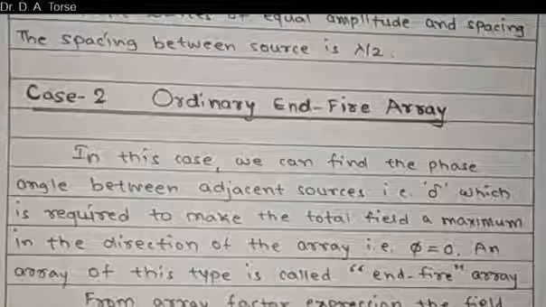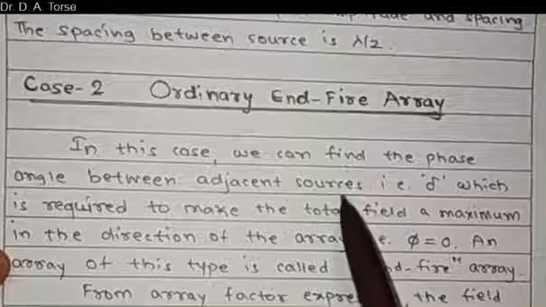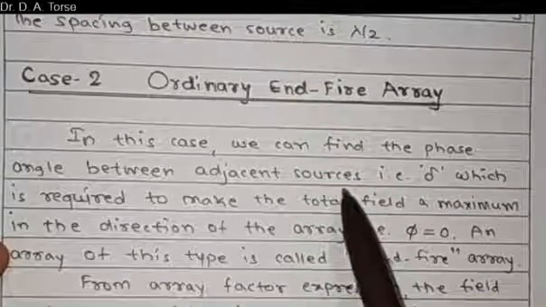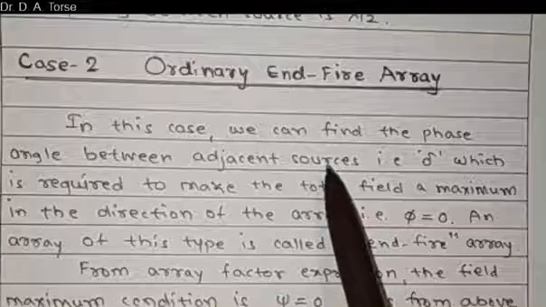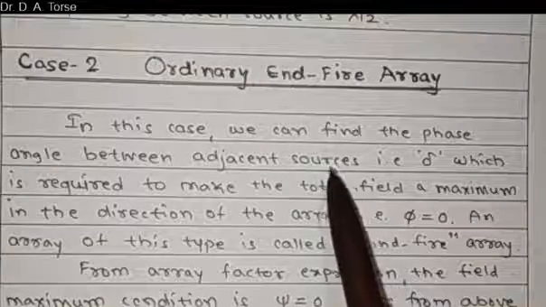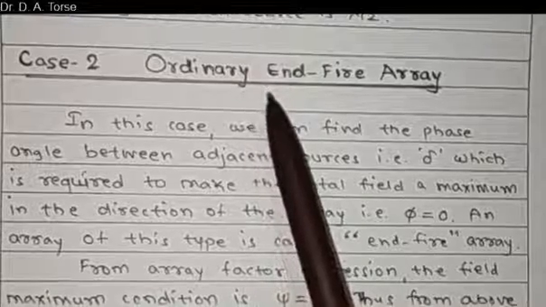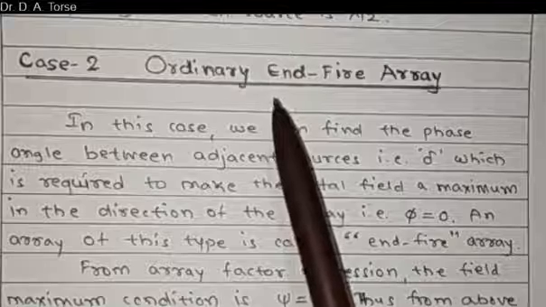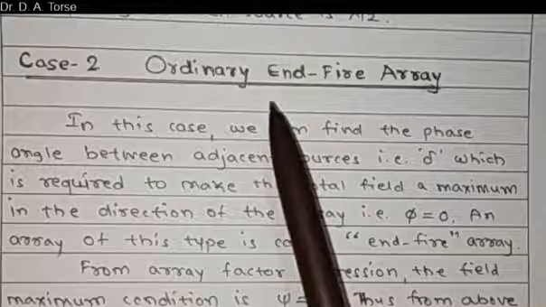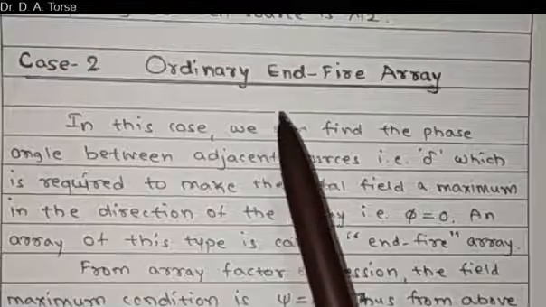Hello. Case 2 is the end-fire array, in which we consider an array of n isotropic point sources with equal amplitude but opposite phase, and the spacing between the elements is the same. There are two cases in end-fire array. One is called the ordinary end-fire array, because the directivity and gain provided by this antenna is low. And the second case is the end-fire array with increased directivity.